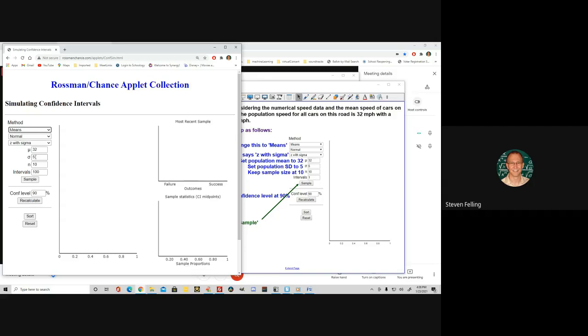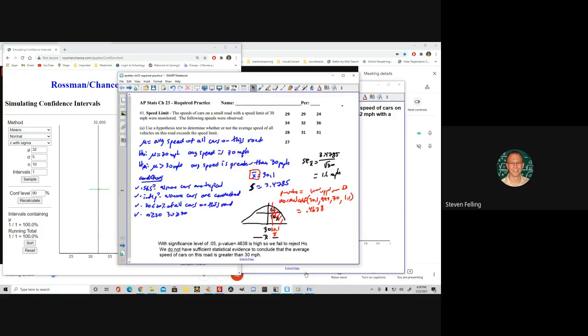That means that the cars on this road are averaging in reality 32 miles an hour with a standard deviation of 5. Let's take a sample of 10 of those, and I'll change the interval back to 1. Again, let's set the confidence level to 90% and click sample. That will compute a confidence interval like we just did. In other words, this corresponds to what we did here to compute our confidence interval in part B.